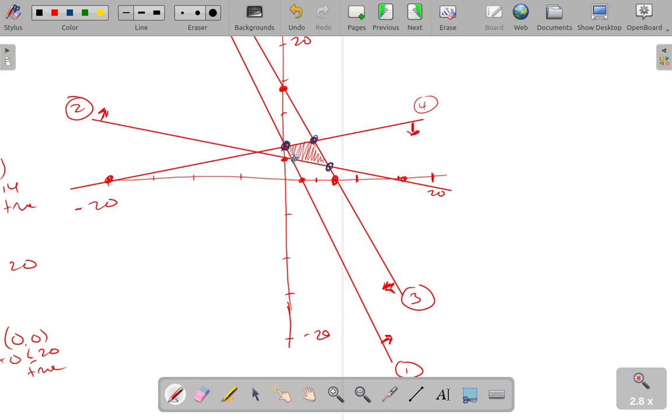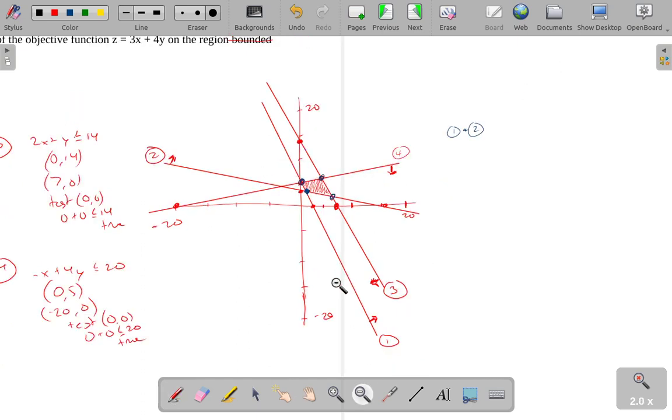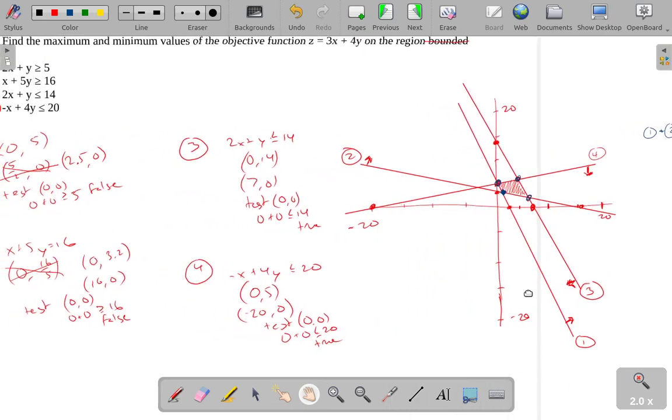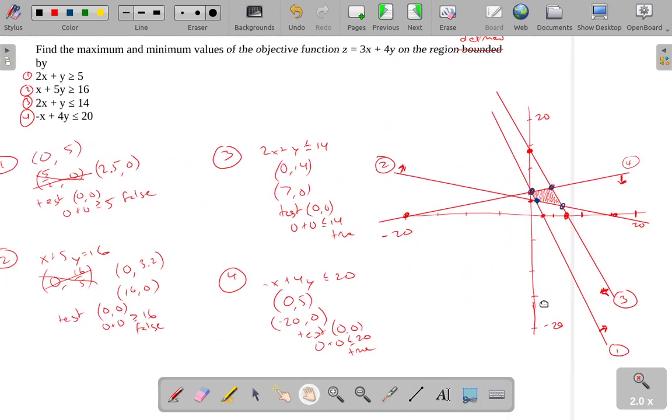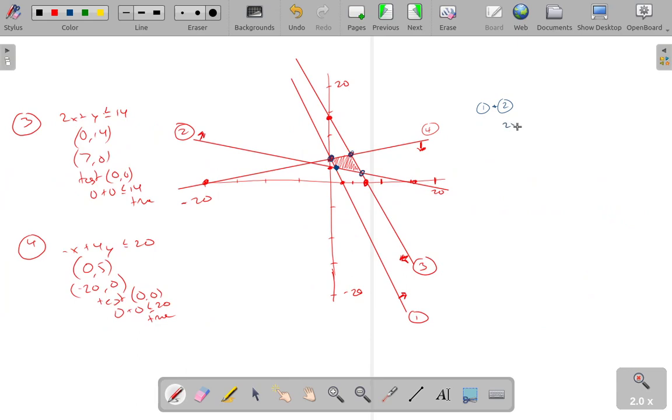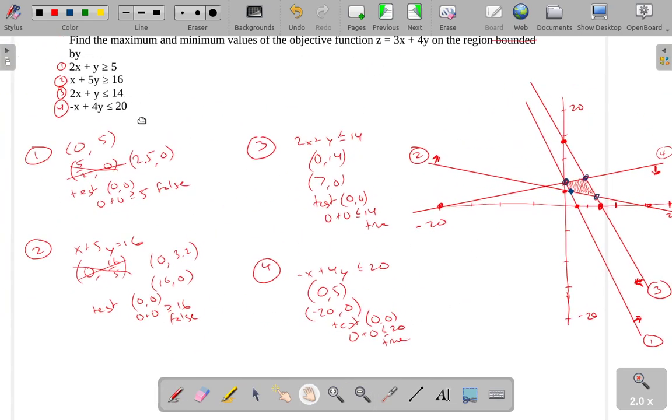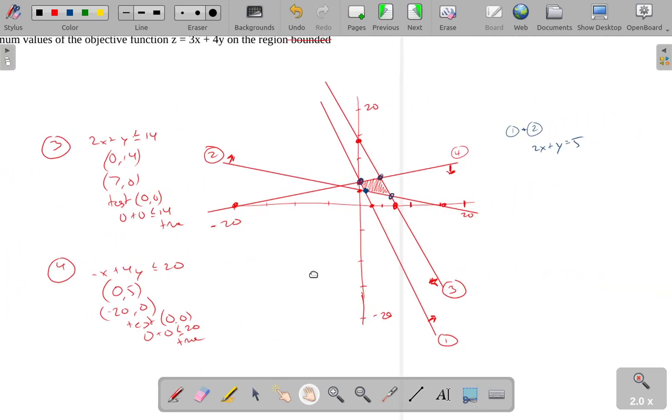Well, this point right here, I'll start with that one because it's the intersection of line 1 and 2. You can see how convenient it is that I've labeled that this is line 1 and that this is line 2, because then I can say that this point is at the corner, the intersection of lines 1 and 2. If I'm finding the intersection of these 2 lines, let's look to see what their equations are. We have 2x plus y equals 5, and for line 2, x plus 5y equals 16.